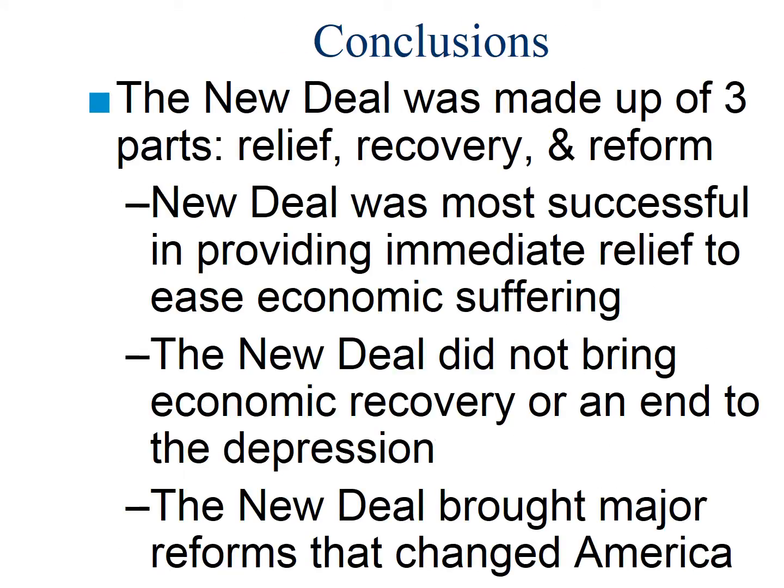The New Deal was made up of three parts, as we said before: relief, reform, recovery. And this is a big thing to think about when we talk about the legacies of the New Deal, the lasting effect that it would have on America. Now, the New Deal was most successful in providing immediate relief to ease some of the economic suffering, although it did not solve the problem expressly. We didn't get out of the Great Depression specifically because of the New Deal programs. There was an element of recovery, but it wasn't a complete recovery in regards to solving the problem. And it did bring about major reforms that helped change America.